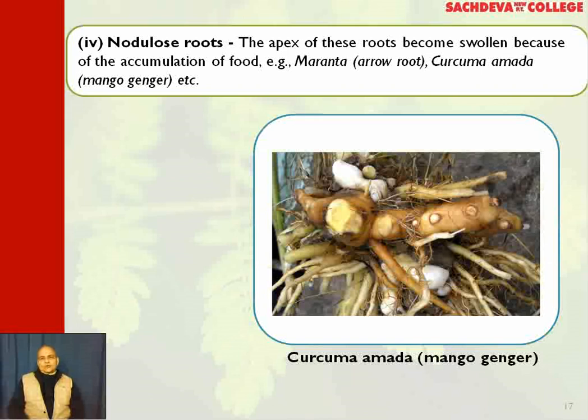Nodulose roots. The apex of these roots becomes swollen because of the accumulation of food. An example is Maranta, from which arrowroot is obtained, and another example is Curcuma amada, which is called mango ginger, and here you can see the nodulated roots.